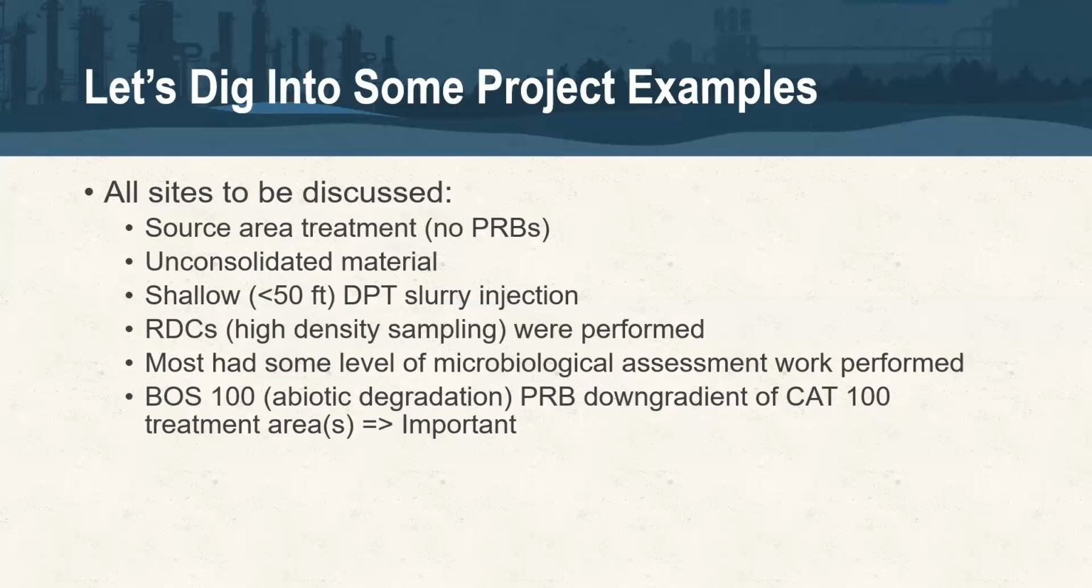Most of these sites had some level of microbiological assessment work done. The third site that I'll show actually collected samples over the course of the project for about 5 years. And lastly, each of these sites had a BOS 100. BOS 100 is an abiotic degradation pathway. It's activated carbon that's impregnated with reactive iron, used as a down gradient control to help capture anything that does ultimately flow out of these areas.